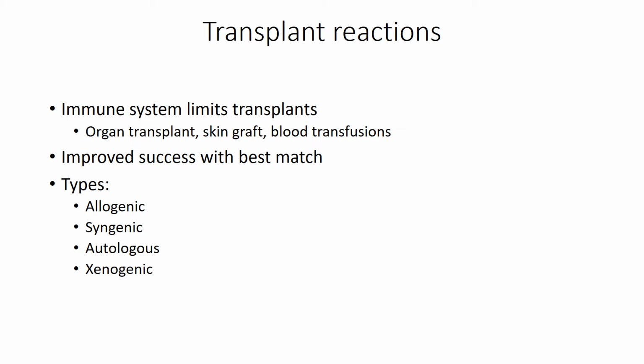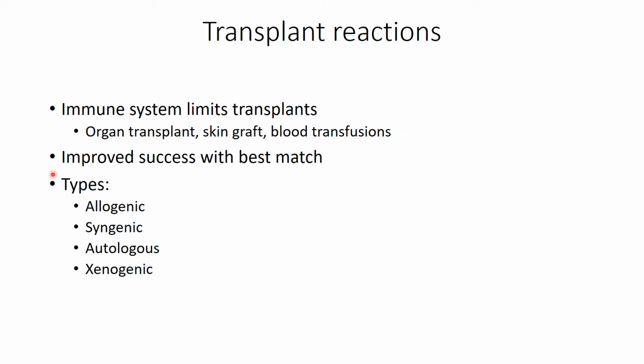So the immune system limits transplants primarily because we already have an active immune system. And so if you put anything foreign, including a functional organ or a blood transfusion, we're going to see that the immune system really limits the success of this. And so it has to be as close of a match as possible. So we're going to improve success with as close of a match as possible.